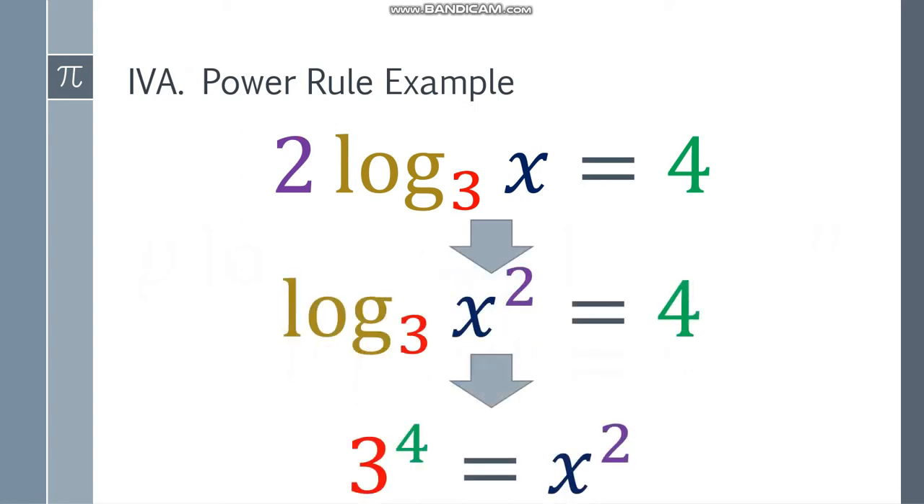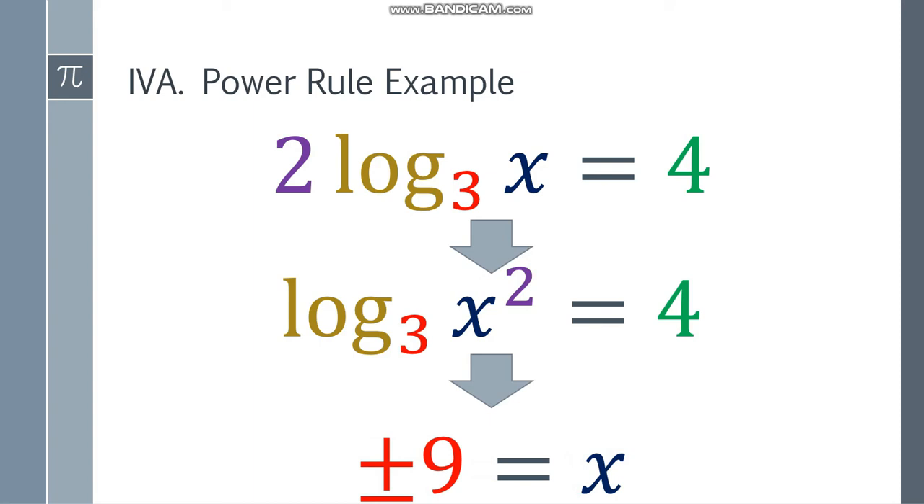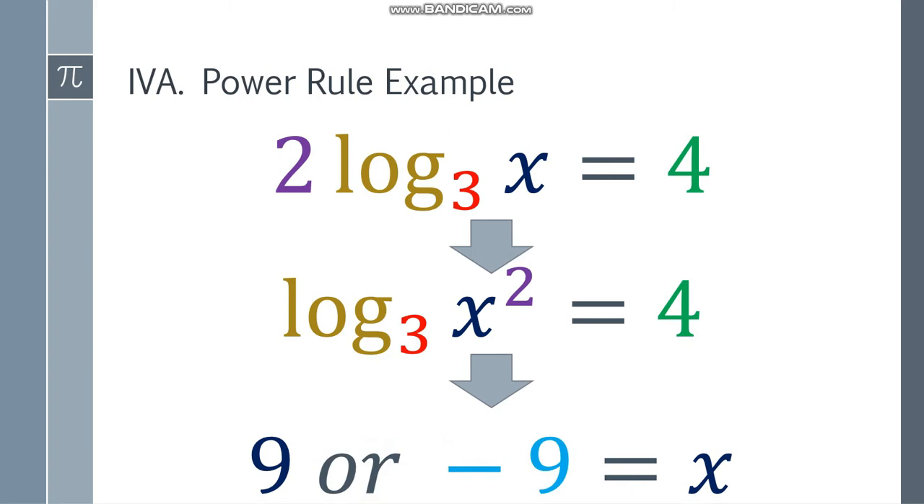Ngayon, dahil na-simplify na siya, you can do the exponential form. Okay, transform it: 3 to the 4th power is equal to x squared. Again, color-coded naman siya, makikita nyo paano siya na-transform. Ngayon, 3 to the 4th power, that will be 81, is equal to x squared. And to simplify it, get the square root of both sides, and you will get an answer of x is equal to plus or minus 9. Yes, 9 or negative 9.